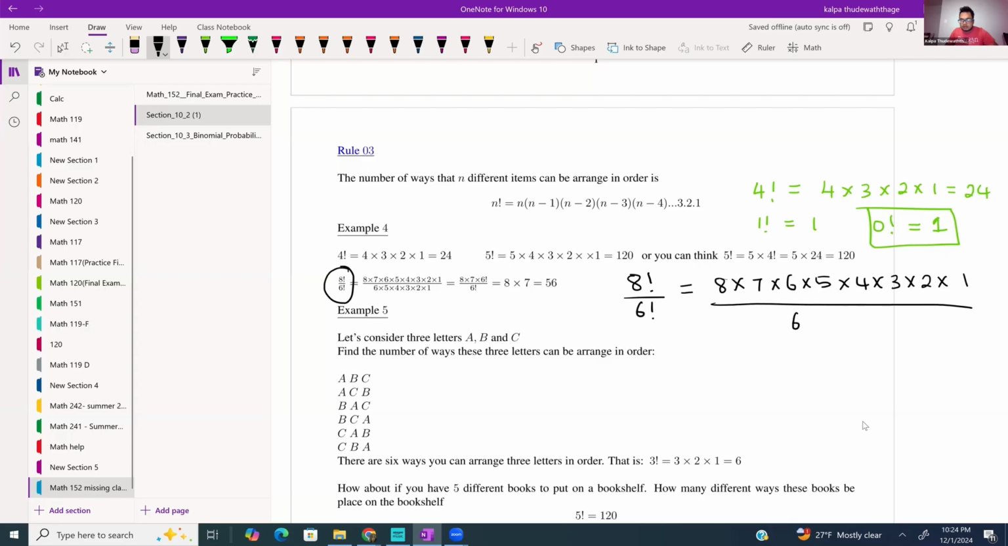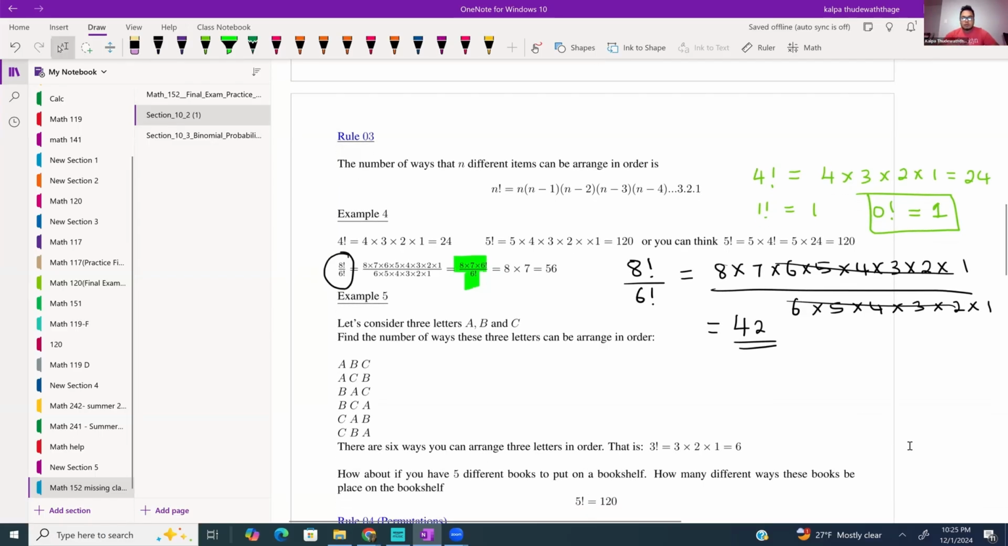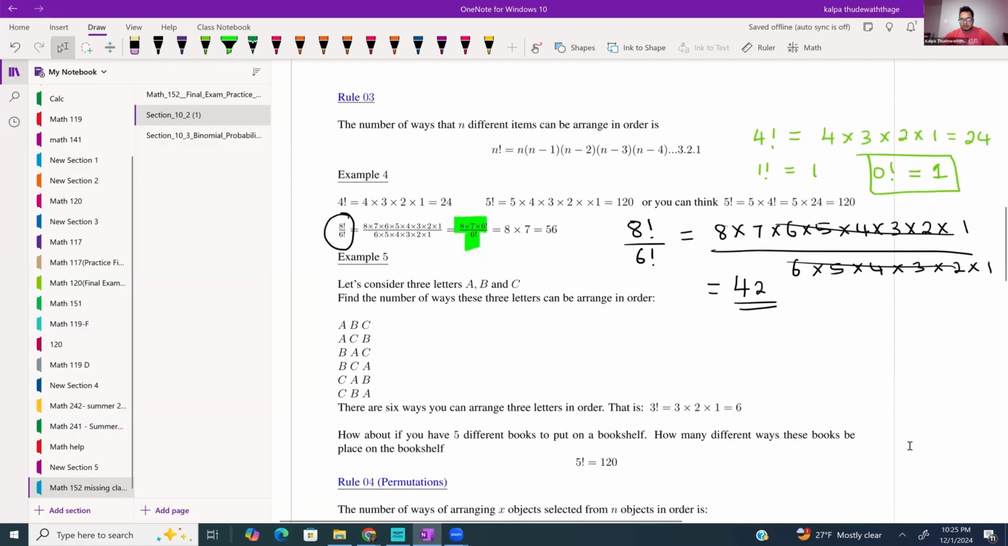6 factorial is 6 times 5 times 4 times 3 times 2 times 1. But you can see this 6 factorial and 6 factorial cancel out. So it's just 42. Okay. So this is how I write it. I can write 8 times 7 times 6 factorial, and divide by the 6 factorial in the denominator. Okay. So if you have factorial division, you better cancel them out before doing all the multiplication.